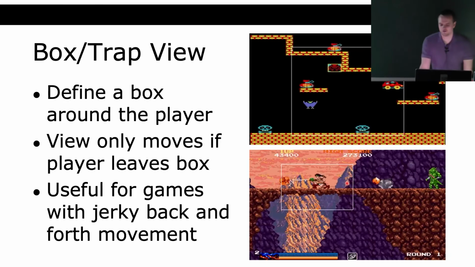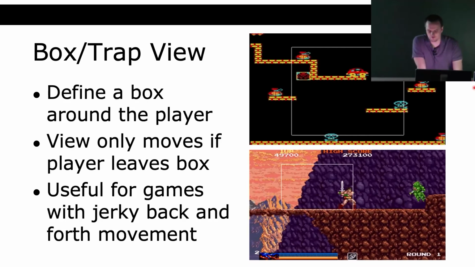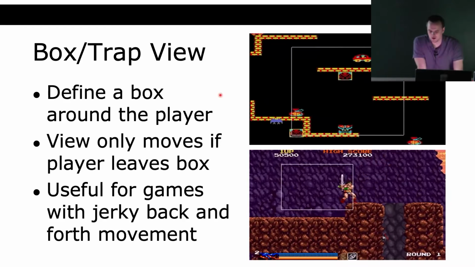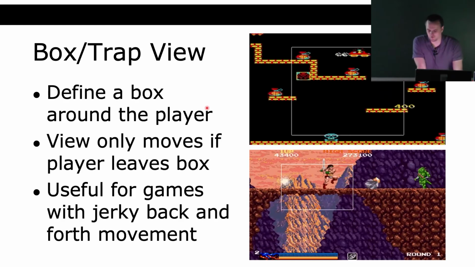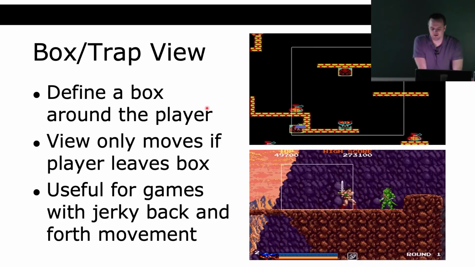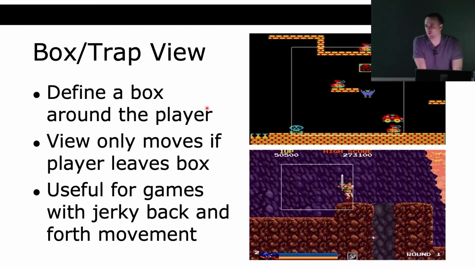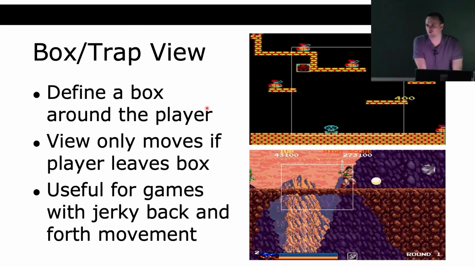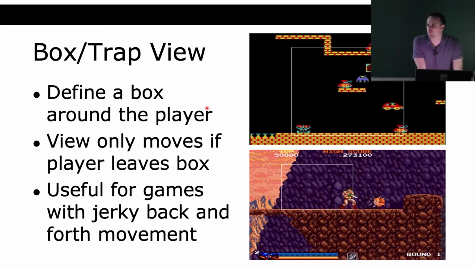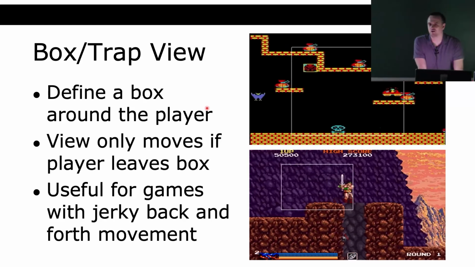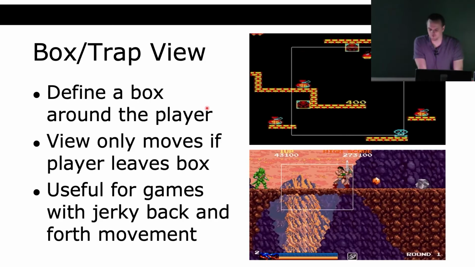Next we have this idea of a box or a trap view, which we saw in that video. What you're going to do here is define a box around the player. Like the video said, instead of following the player, the camera follows the box. The box only moves in the game world if the player has reached the boundary of the box and wants to leave it.